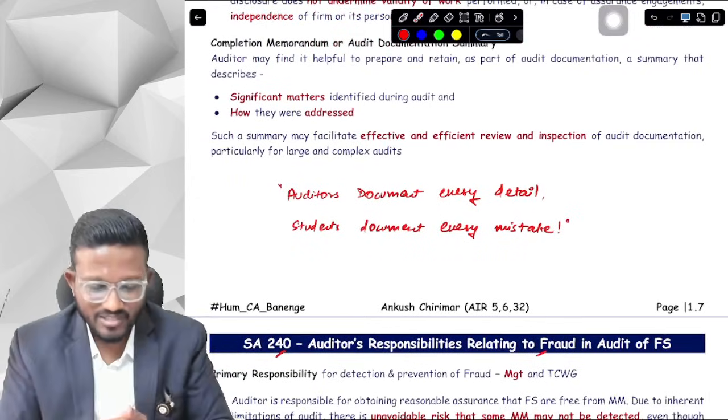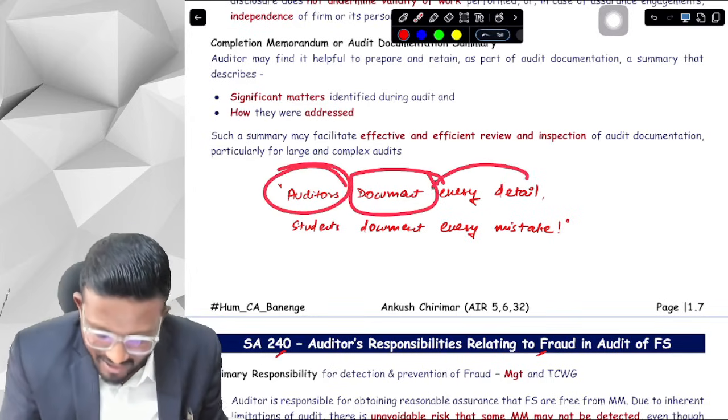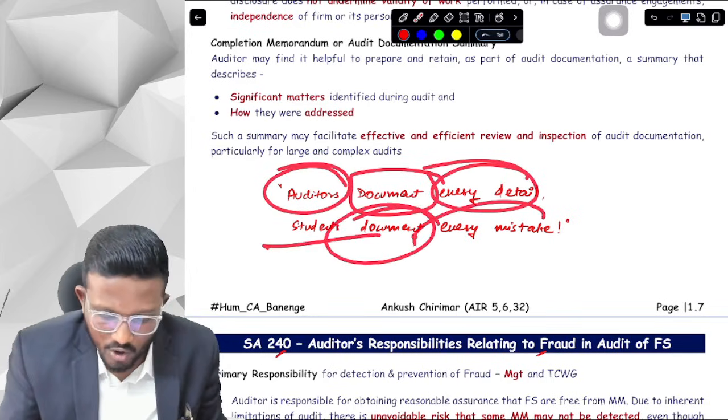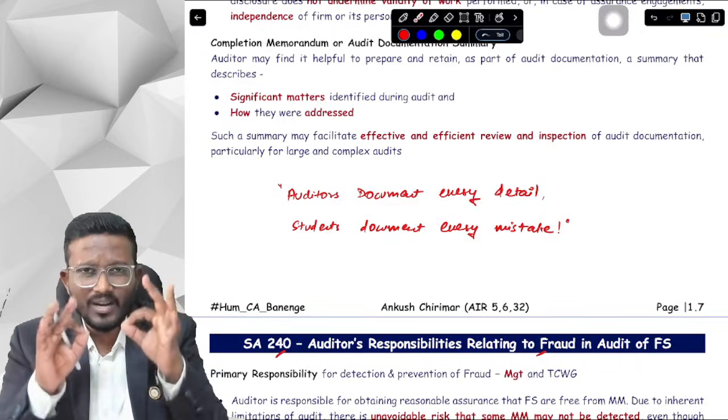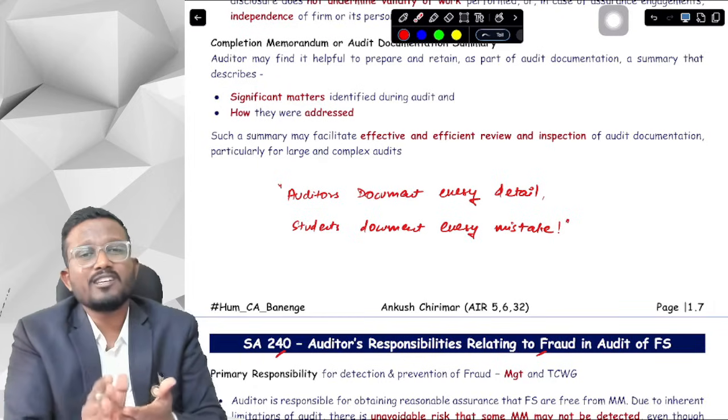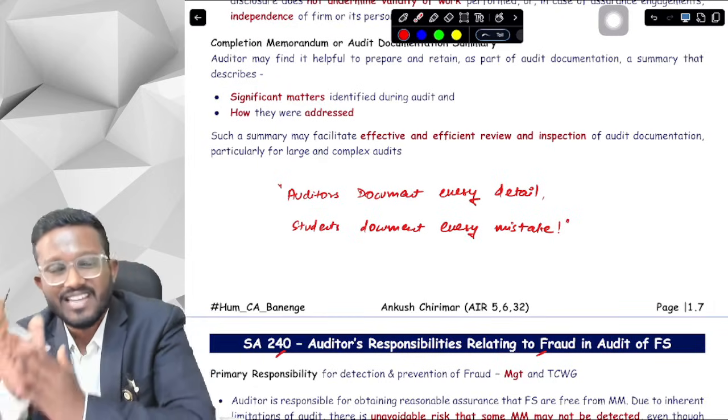At last, I just want to say that as the auditor documents every detail, we students will also have to document every mistake that we are making currently in our mock tests. We have to document it so that we do not make these mistakes in our ICAI main exams.